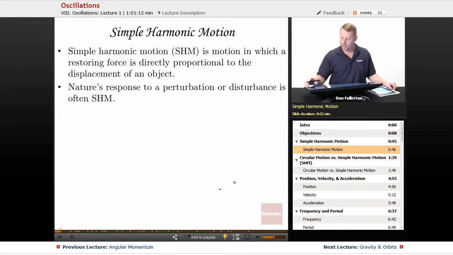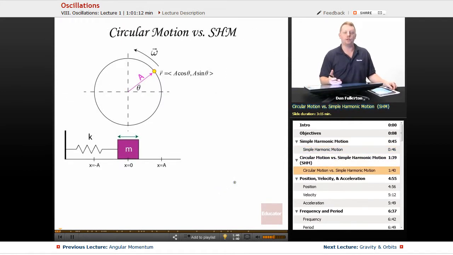So let's take a look at simple harmonic motion and start off with an analogy to circular motion. Let's assume that we have some mass moving in a circle of radius a at some angular velocity omega, and at a given point in time, its position vector is given by a cos theta, a sine theta, where a is the radius or the magnitude, and theta is the angular displacement. So that's our x-coordinate, and there's our y-coordinate.